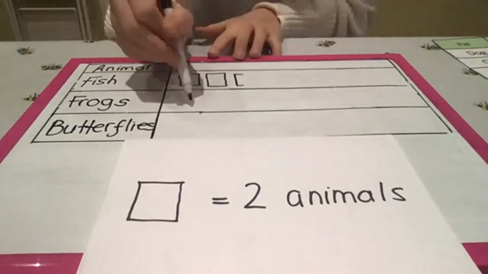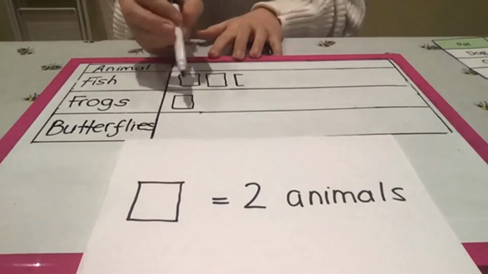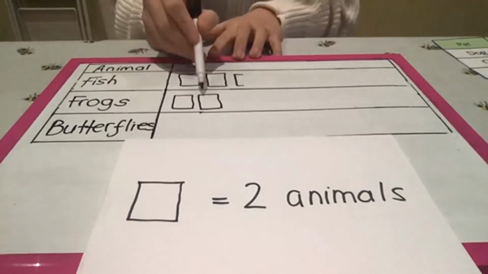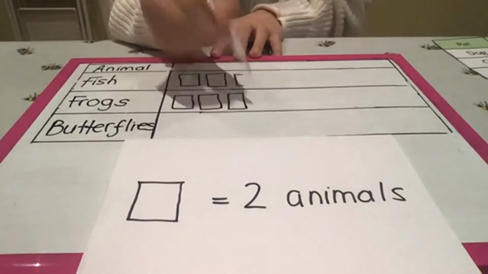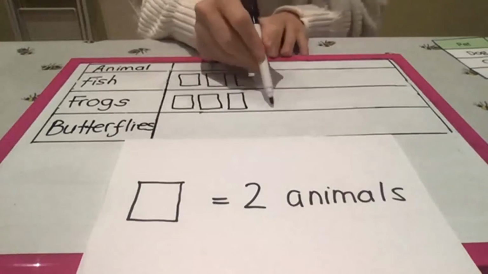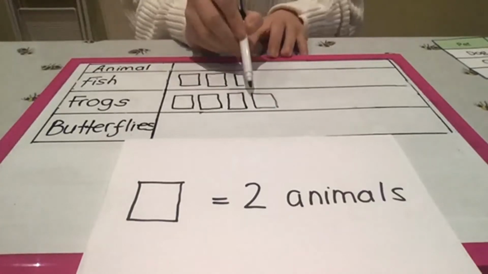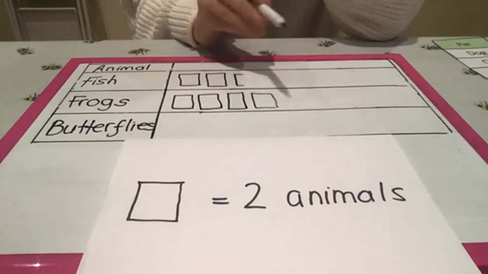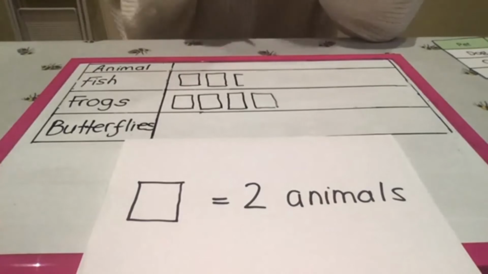I'm going to add my first square, which I know is 2 frogs. Then I'm going to add my second square, which I know is 4 frogs. Then my third square, which I know is 6 frogs. My fourth square, I know is 8 frogs. Now, if I add another full square, that will take me to 10 frogs, and I don't need 10 frogs because there are only 9 frogs.